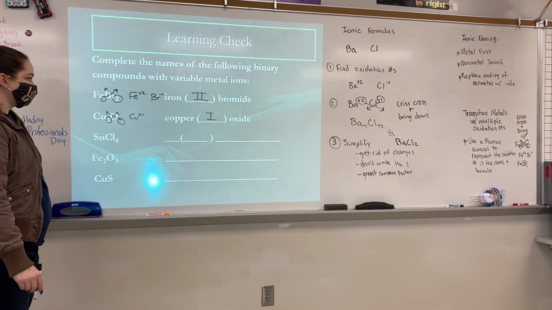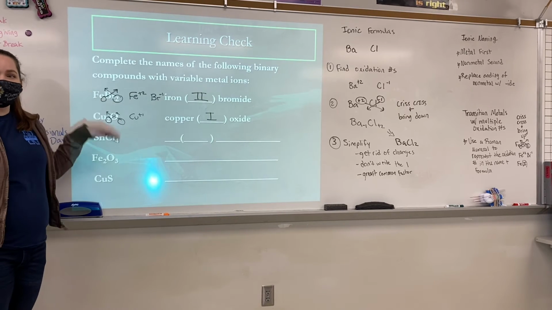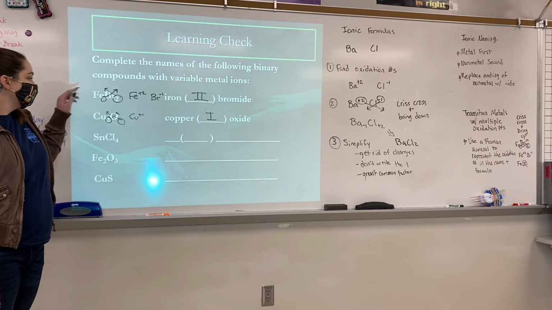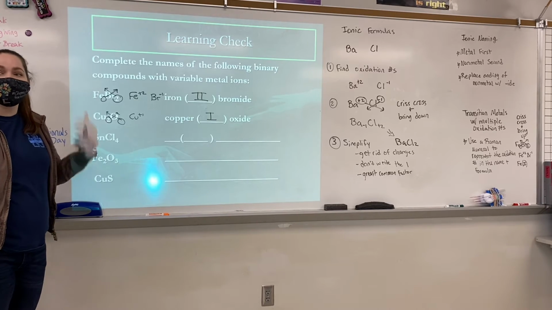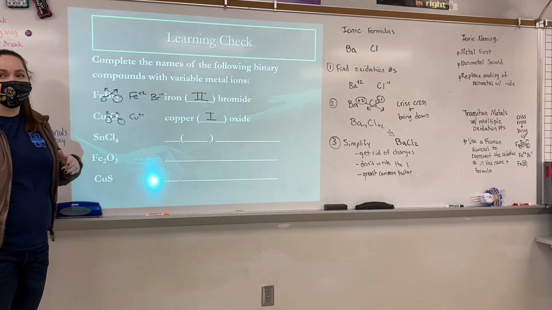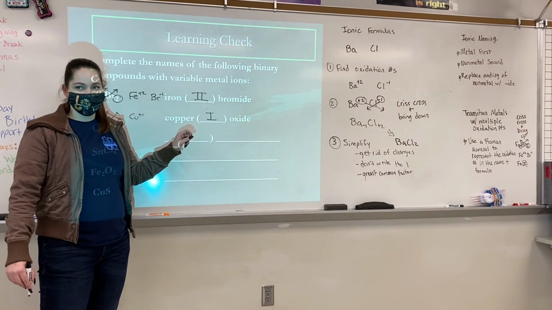How do you know which one to focus on? You are going to focus on the metal. So the first one, the iron, the copper, whatever the first one is, that is your metal. That's the one that could have multiple oxidation numbers. So that's the one that you have to say what its oxidation number is, with a Roman numeral.